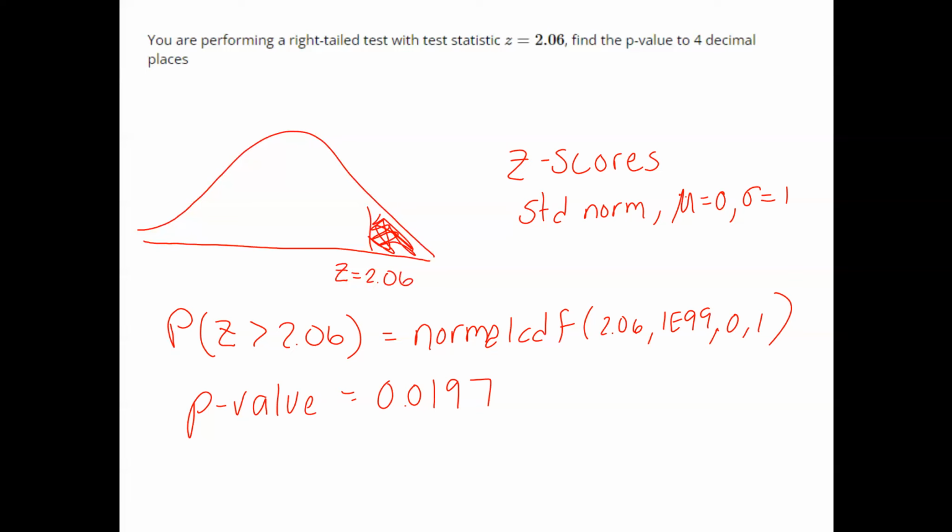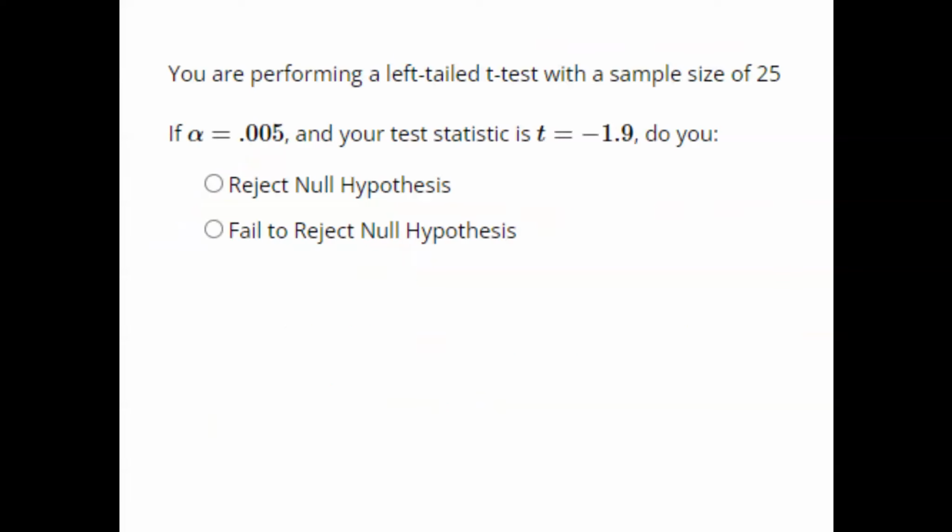Okay, the next problem deals with a t-test. And since we're using a t-test, it's still right-tailed, left-tailed, just like before. But instead of using the normal distribution, we would use the t-distribution. You are performing a left-tailed t-test with a sample size of 25. If alpha is 0.005 and your test statistic t is negative 1.9, do we reject or fail to reject?